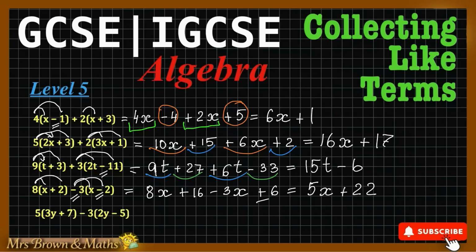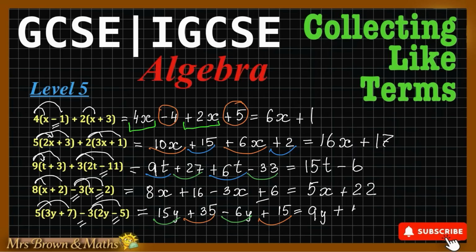Last question. Again, expand brackets. Don't forget about minuses. So the first bracket is 15y plus 35. The second bracket is a bit trickier. Minus 3 times 2y gives me minus 6y. And attention, minus 3 times minus 5, two minuses give me plus, so it will be 15. Simplify. 15y minus 6y is 9y. And 35 plus 15 is 50. Done.